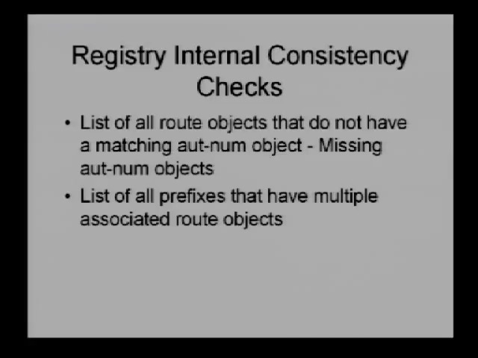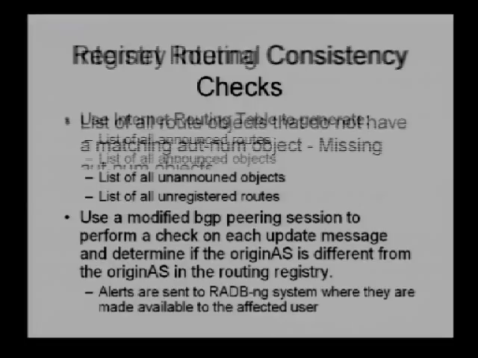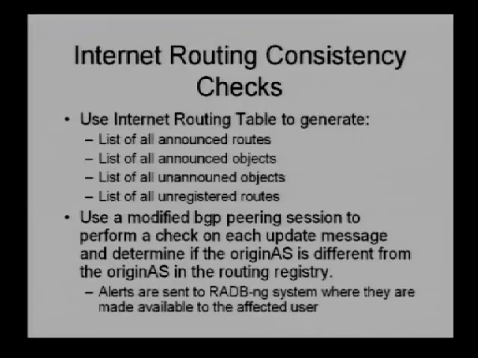So once again, you can keep your information up to date. The second type of consistency checks that we perform are with the live internet routing feed. And here's an example of the sort of things we look for.